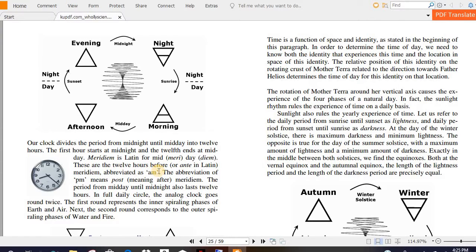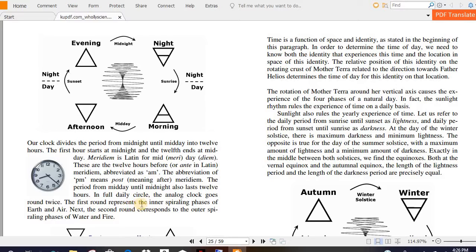These are the 12 hours before, or ante in Latin, meridian, abbreviated as AM. The abbreviation of PM means post, meaning after meridian. AM, PM. These are 12 hours, ante meridian, and post meridian. Okay, it's AM, PM. The period from midday until midnight also lasts 12 hours.